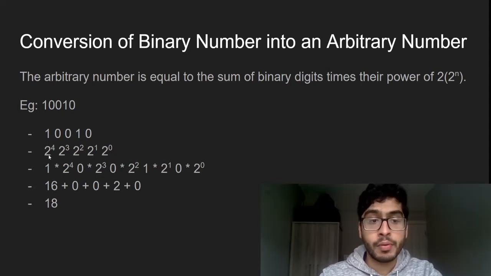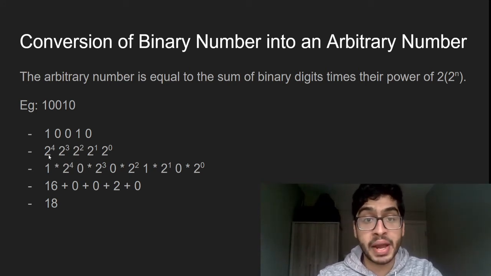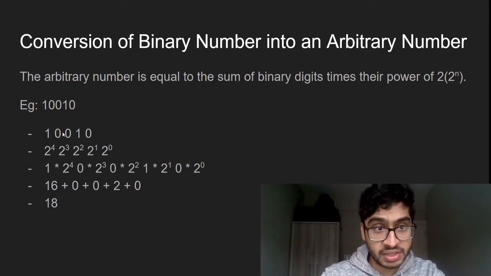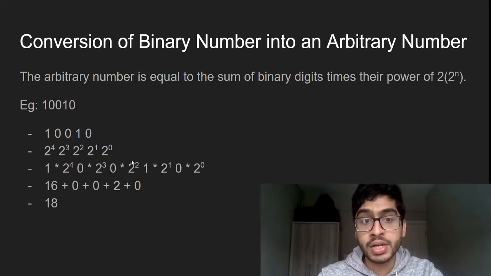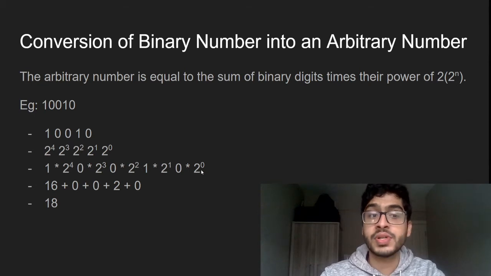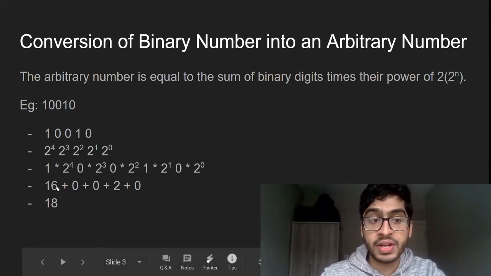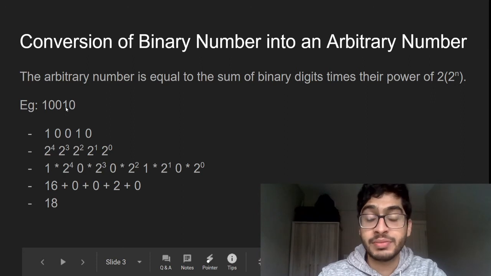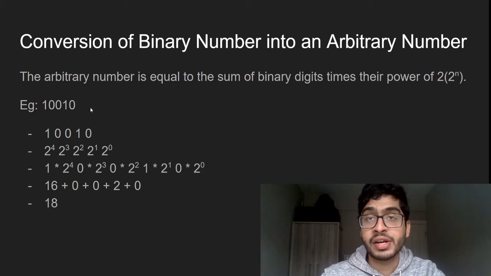So what do we do? Well, all we have to do is just multiply this power of 2 position with the corresponding binary digit. So we have 1 into 2 raised to 4 plus 0 into 2 raised to 3 plus 0 into 2 raised to 2 plus 1 into 2 raised to 1 plus 0 into 2 raised to 0. And when you calculate, you get 16 plus 0 plus 0 plus 2 plus 0. The final answer is 18, which means this binary number, that is 10010, when converted into the arbitrary number, you get a number of 18.